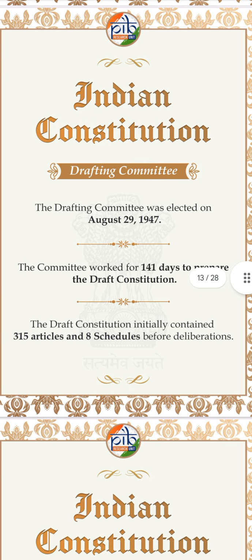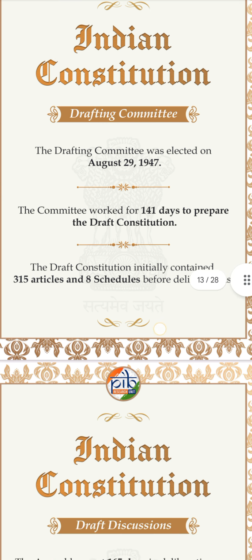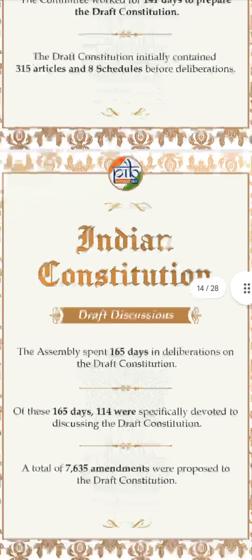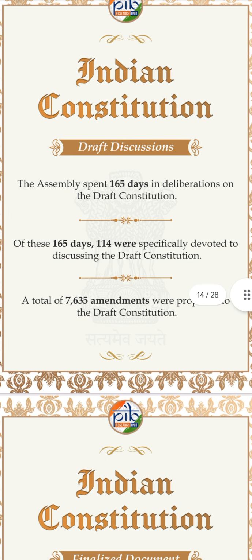The drafting committee was elected on August 29, 1947. The committee worked for 141 days to prepare the draft constitution. The draft constitution initially contained 315 articles and 8 schedules before deliberations. The assembly spent 165 days in deliberations on the draft constitution. Of these 165 days, 114 days were specifically devoted to discussing the draft constitution.